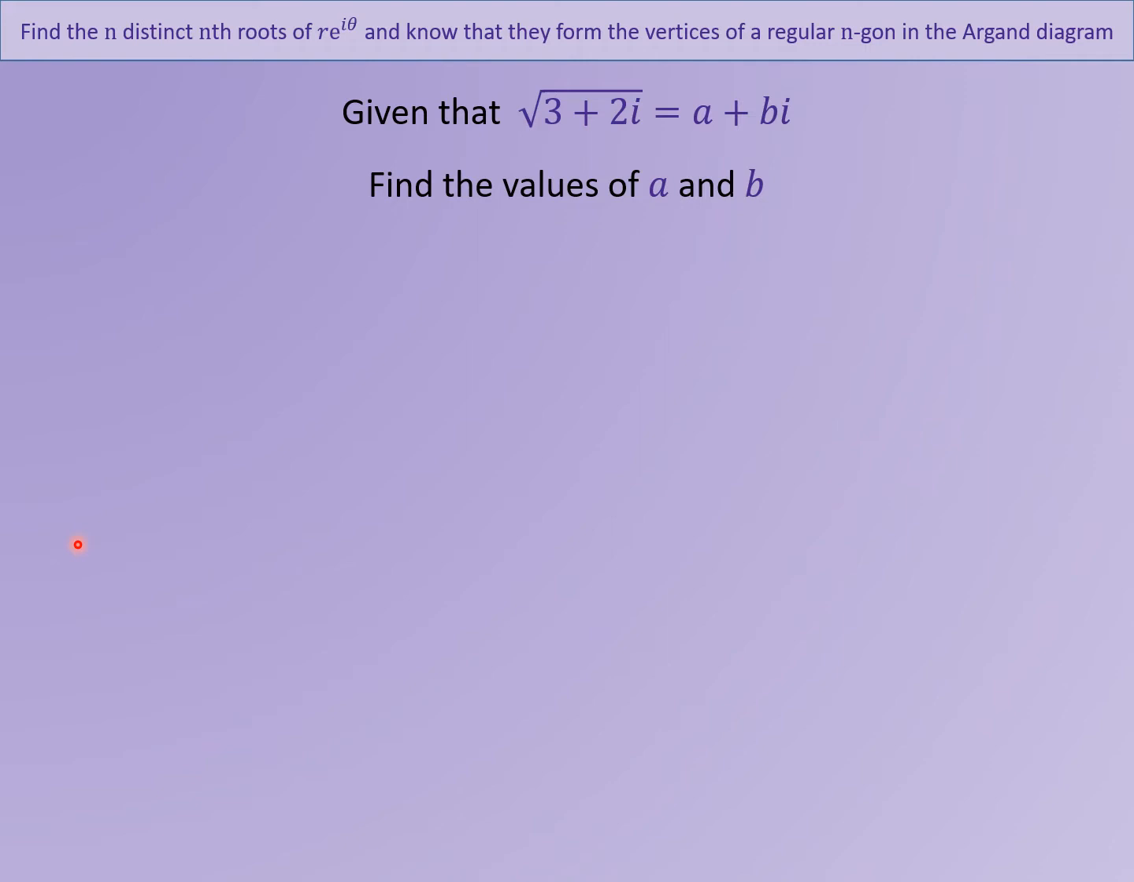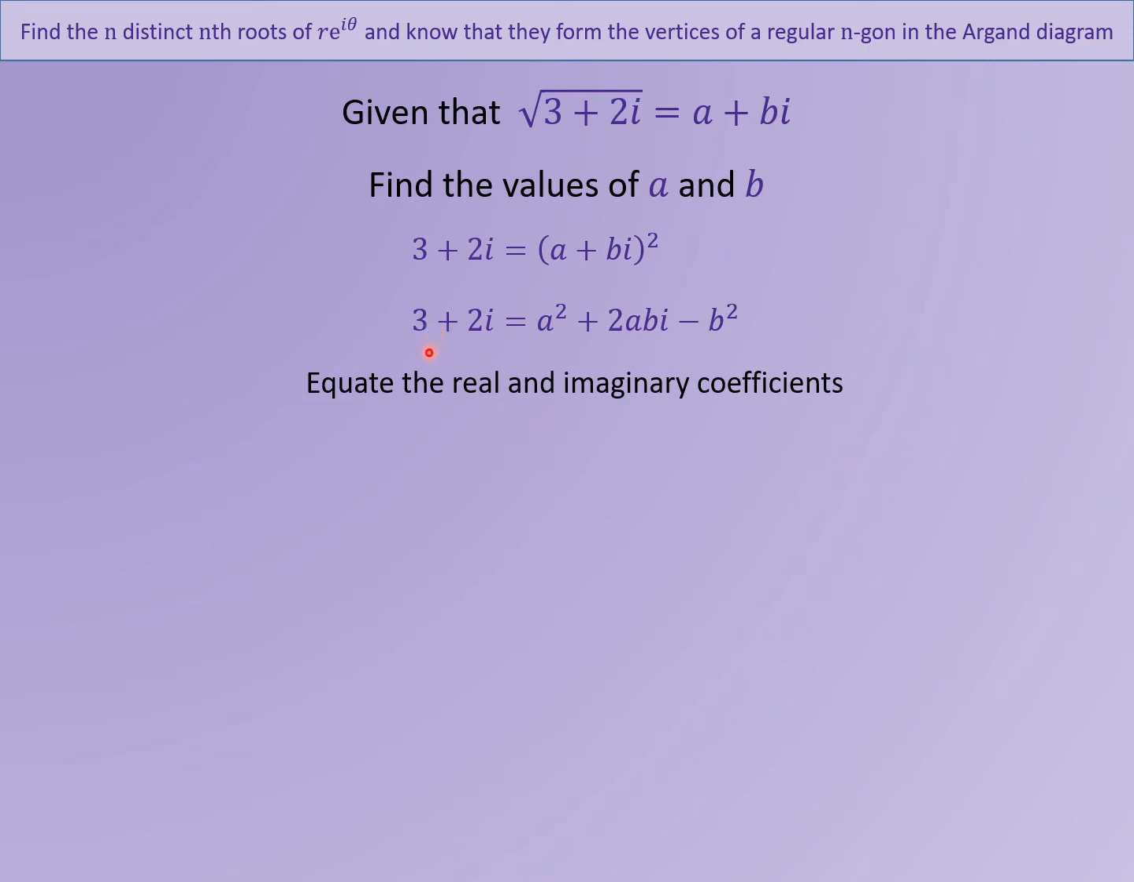Okay, so let's see how far you got. Hopefully you realise that you need to get rid of that square root by squaring both sides first of all. Then once you've squared both sides, you can expand this side to get a squared plus 2abi minus b squared, because you're going to get an i squared in there. And at this stage, what you can do is equate the reals and equate the imaginary parts. So we've got the 3, which is real on that side, must be equal to a squared minus b squared. And we've also got 2i is equal to 2abi, so therefore we've got 2 equals 2ab.